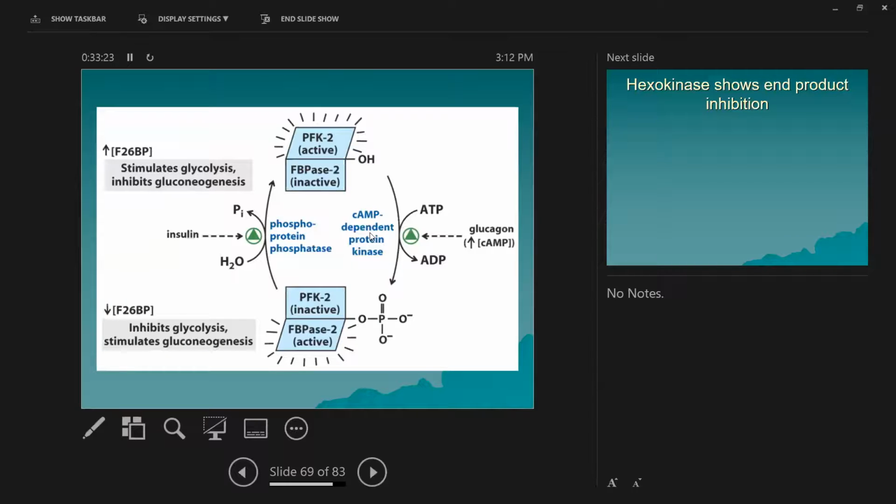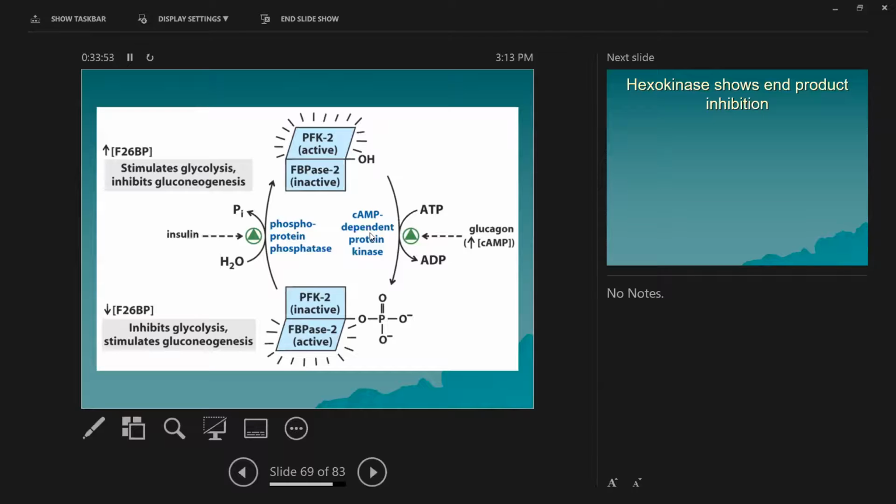What determines whether it does one or the other is phosphorylation state. So when this protein is not phosphorylated, this is now PFK2. It will make fructose 2,6 bisphosphate. It will stimulate glycolysis and inhibit gluconeogenesis.